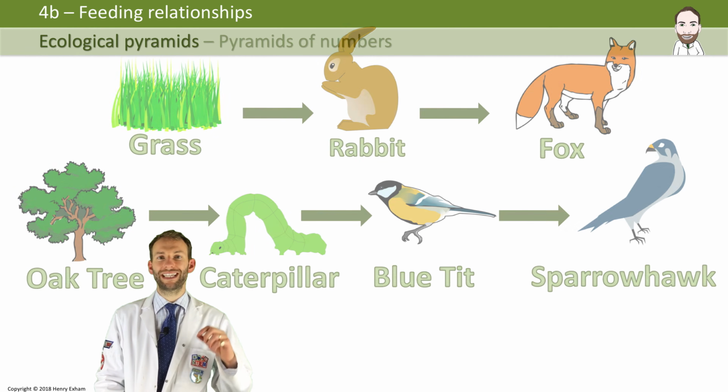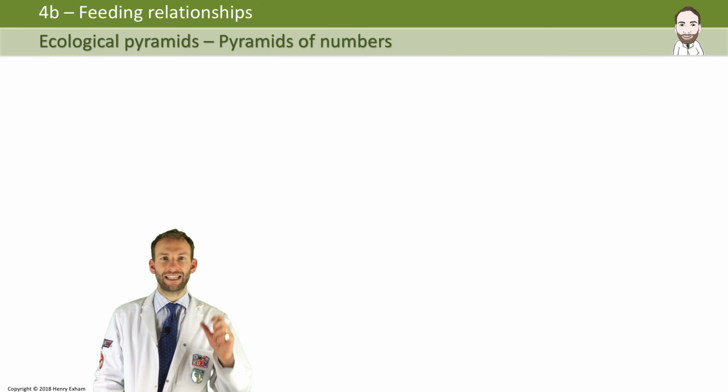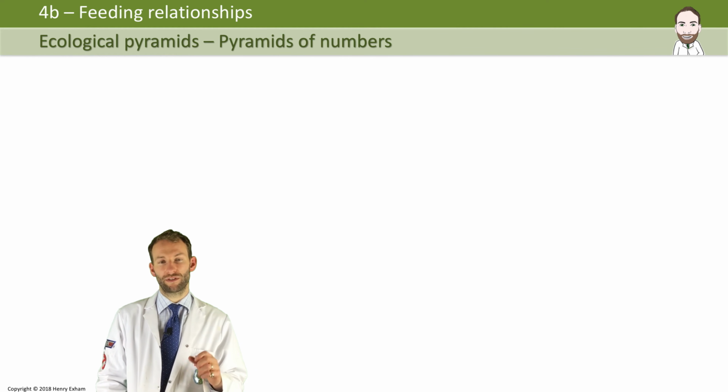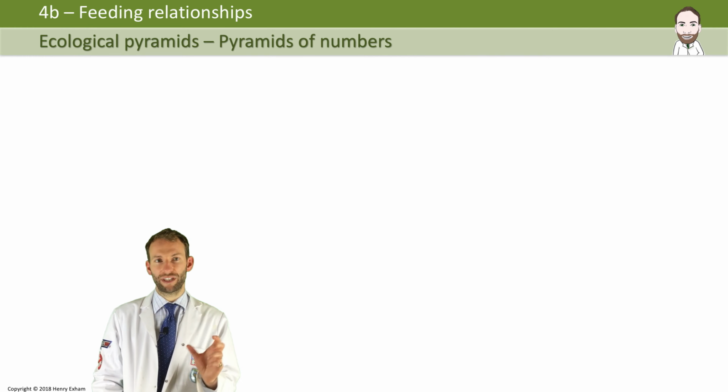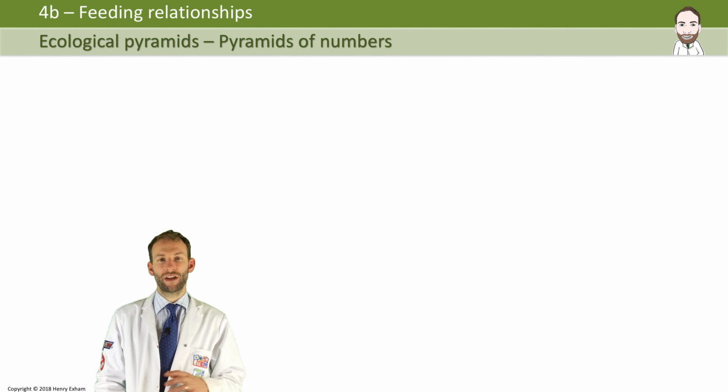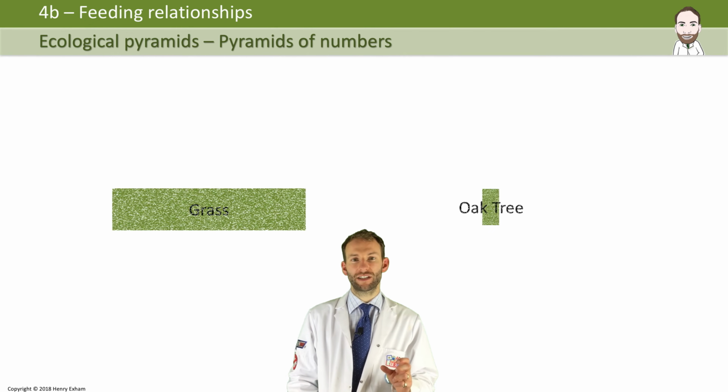Now what you do is you plot each trophic level as a separate block. The size of each block is related to the number of organisms. The height of the block has to stay the same, but it's the width that's important. Now the producer goes first at the base. So in those two food chains, the producer was the grass and the oak tree.